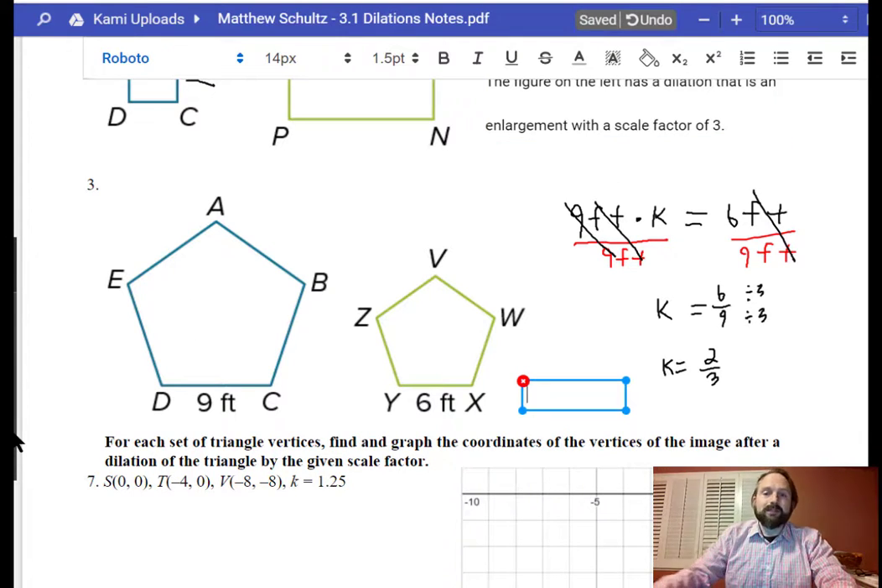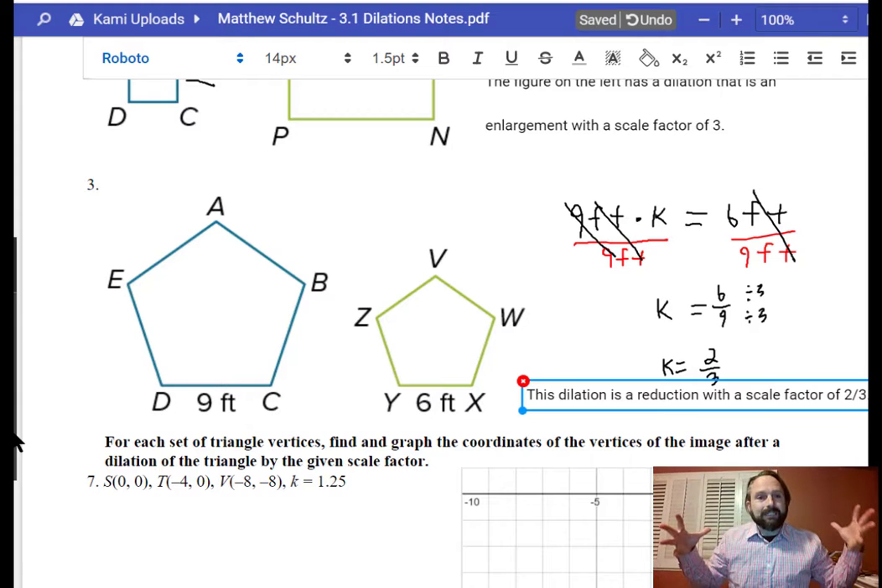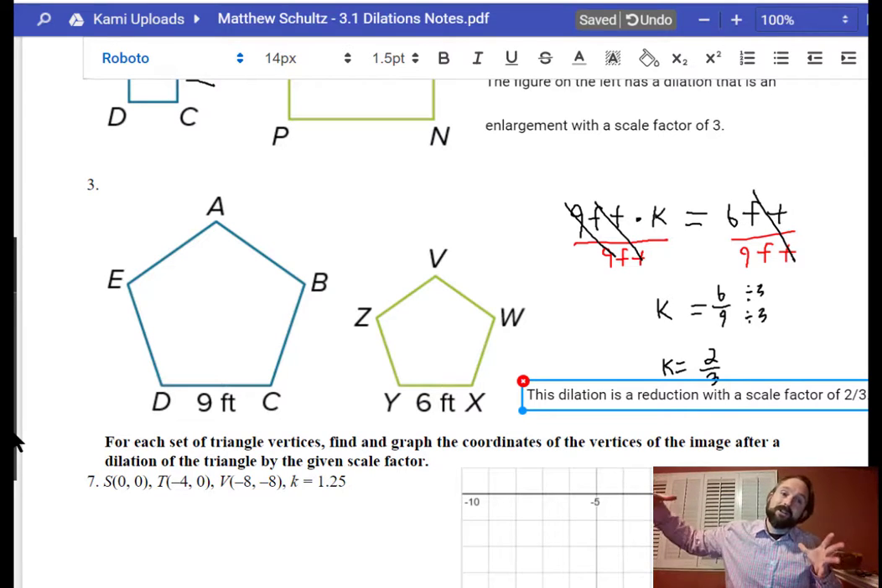So what does this mean for this problem? Well, this means that this dilation is a reduction with a scale factor of 2/3. So it's only going to be 2/3 as big. It's getting 1/3 smaller. It's going to only be 2/3 as big as the original. All right, well, let's go on.